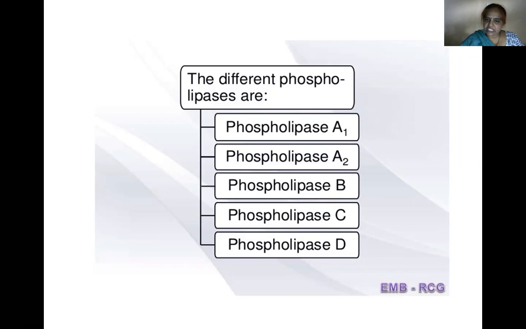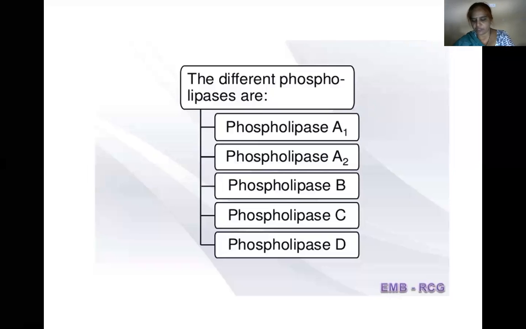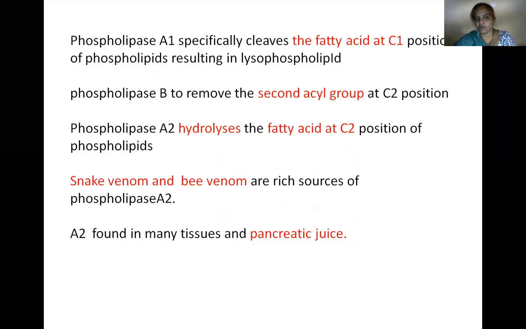You can remember easily in alphabetical order: A, B, C, D. Under A, you can divide it into A1 and A2. So phospholipase A1, A2, phospholipase B, phospholipase C, and phospholipase D. Now let's see where these different types of phospholipases act.